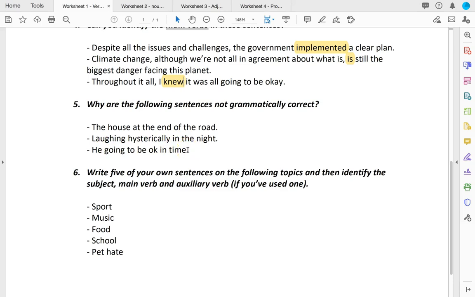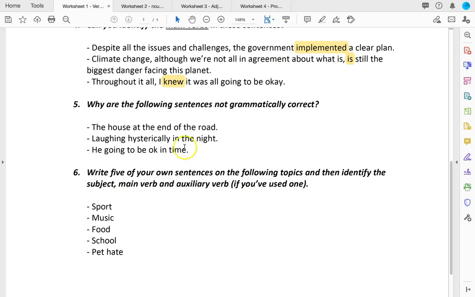Okay, number 6, this is up to you. You need to write a sentence on each of those topics, and in that identify, using highlighters or labeling the sentence, subject, main verb and auxiliary verb. Now if you want, you can do those in the comments and I will happily look at them and give you some feedback on them.